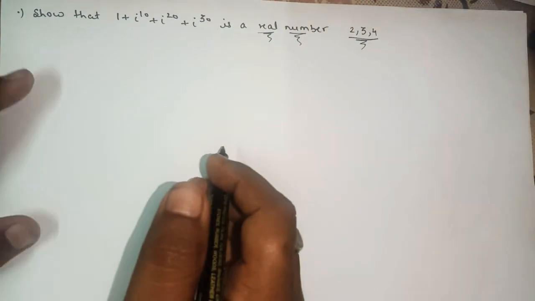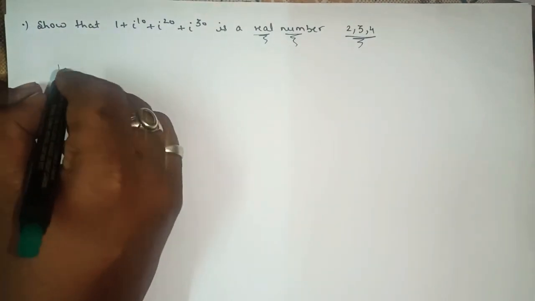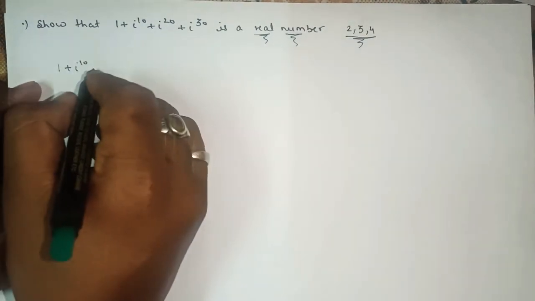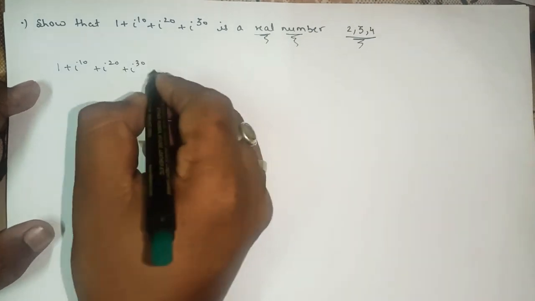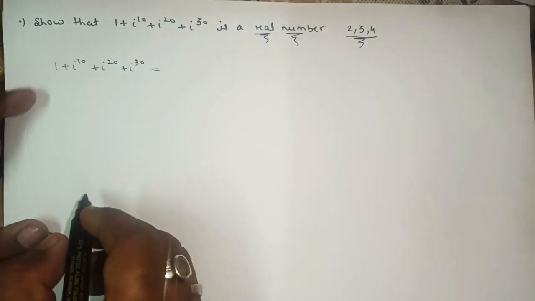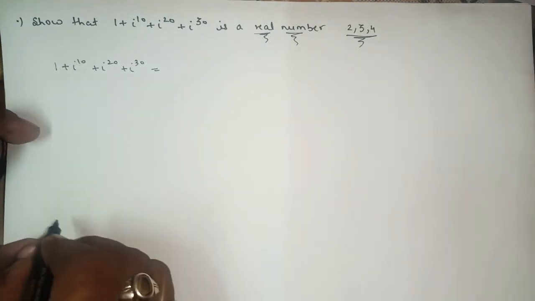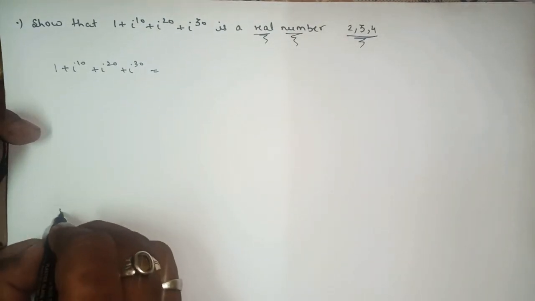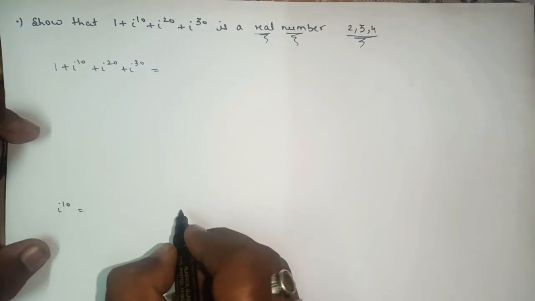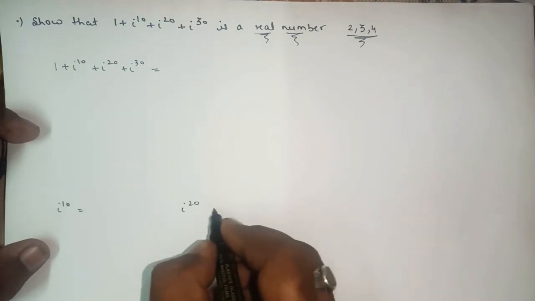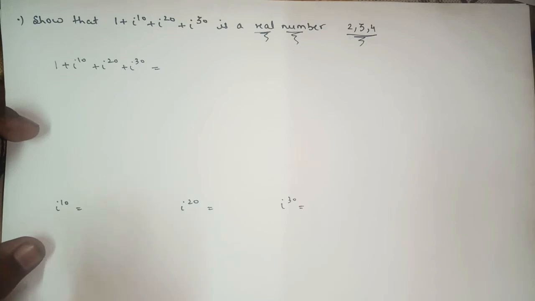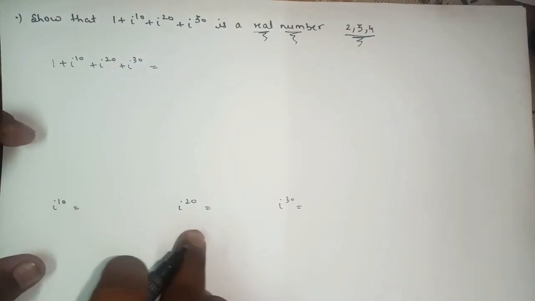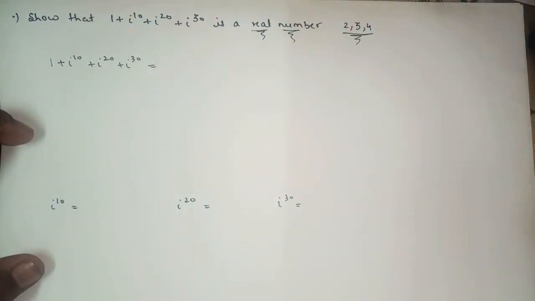So let's move on. First, 1 plus i^10 plus i^20 plus i^30 equals to, first we'll find the answer for all the sections. First we'll find i^10, then i^20, and then i^30 as we did in the previous sum. Find the answer separately and then substitute the value.